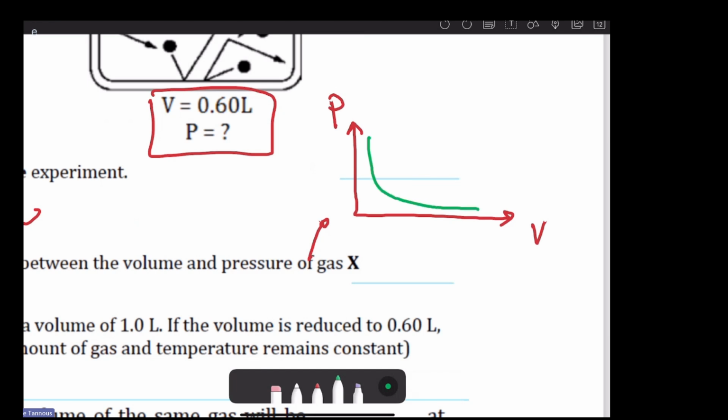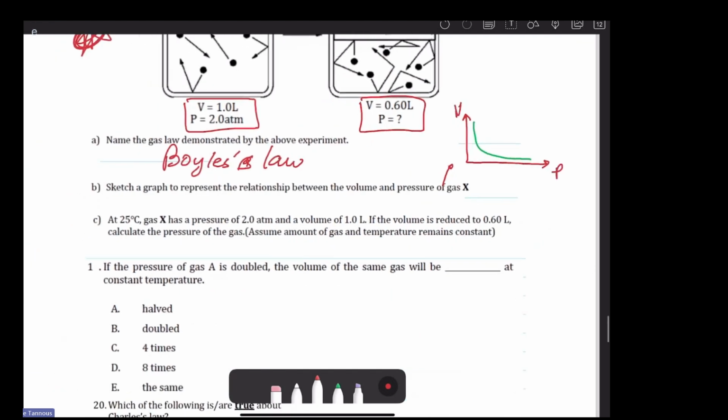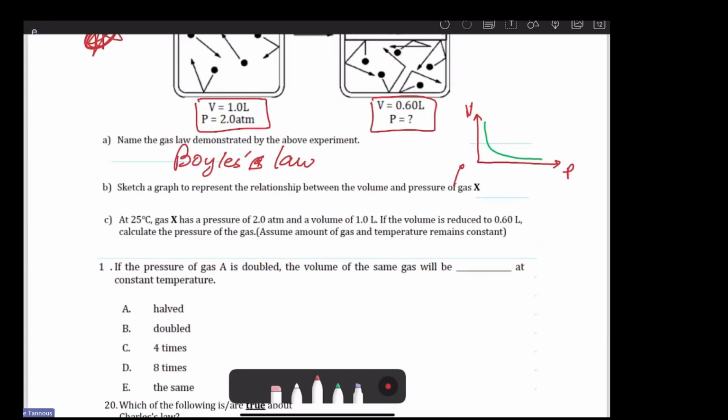And it shows an inverse relationship. However, some students might write P, V and P still the same. You will still get the same shape. At 25 degrees Celsius, the temperature here is just a decoration for the question. We're not going to use it.